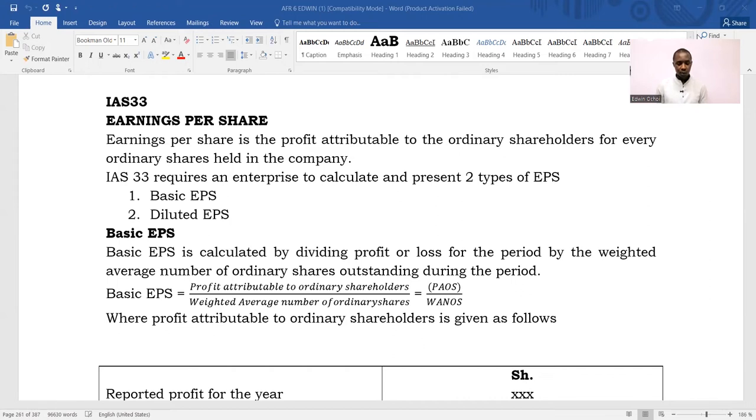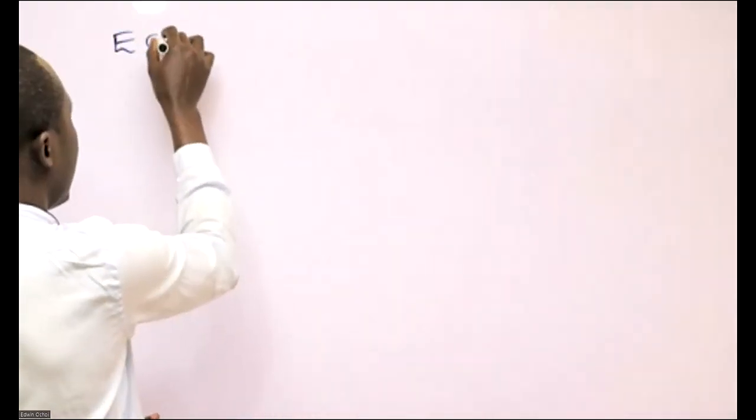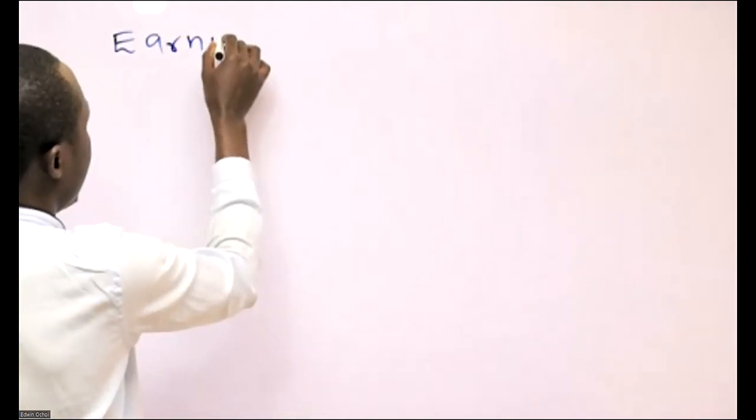International Accounting Standard 33 requires an enterprise to calculate and present two types of EPS. So we have the basic EPS, and we have to talk about the diluted EPS. So to start with basic EPS, what is basic EPS? It's calculated by dividing the profit or loss for the period by the weighted average number of ordinary shares outstanding during the period. So under this topic of International Accounting Standard 33, that is earnings per share.